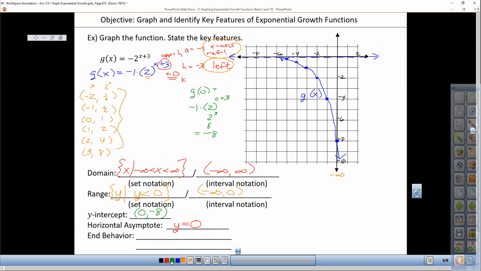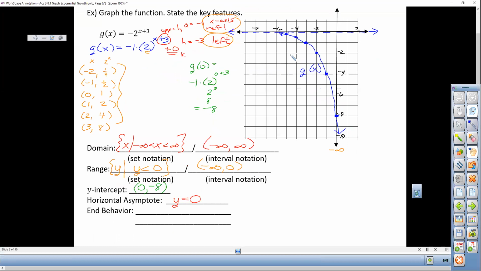End behavior now. For the end behavior, we have two ends, left end and right end. Left end, remember, is looking at as x goes to negative infinity.